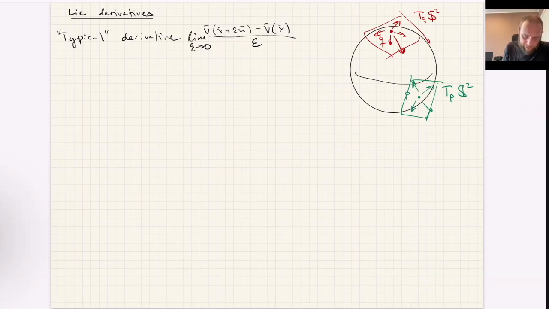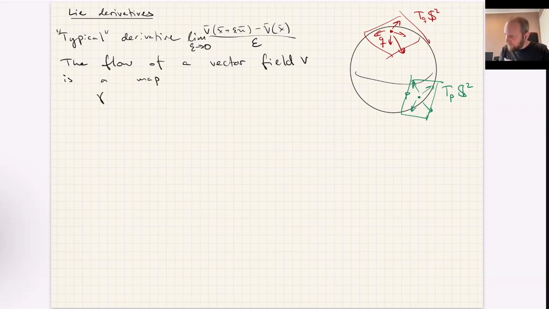So let me define what is called the flow. The flow of a vector field V is a map. I'm not going to call it gamma. Gamma v, the subindex referring to the vector field. And it's a map from a real number and M to the space M itself.